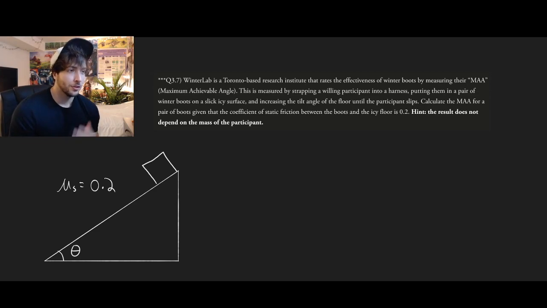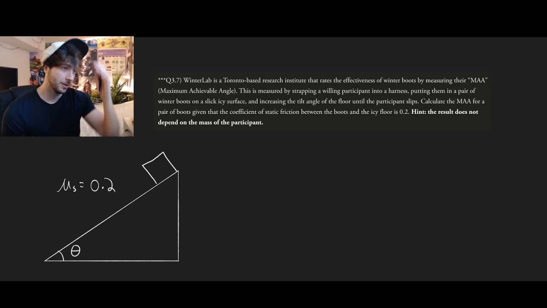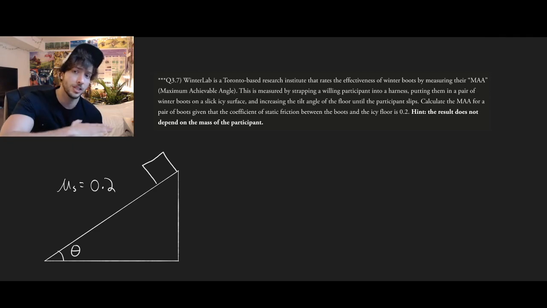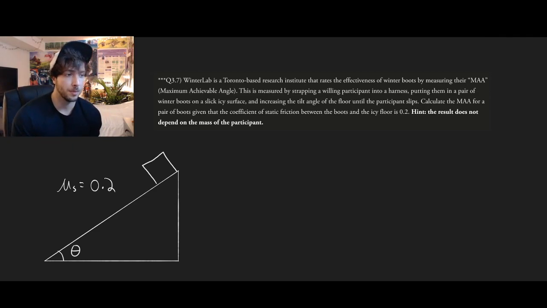slipping. So what we're trying to do in this problem is figure out, okay, well, if the coefficient of static friction between an icy ramp and a box or a person wearing some boots is 0.2, what maximum achievable angle will they have? In other words, how much can you incline that ramp before this box will start to slide? Okay?